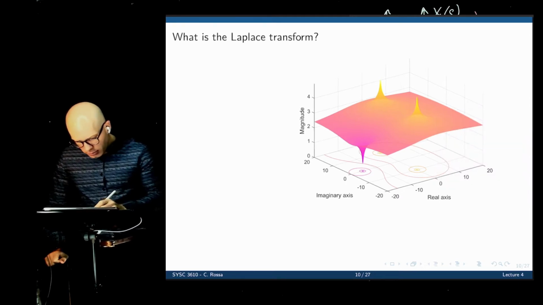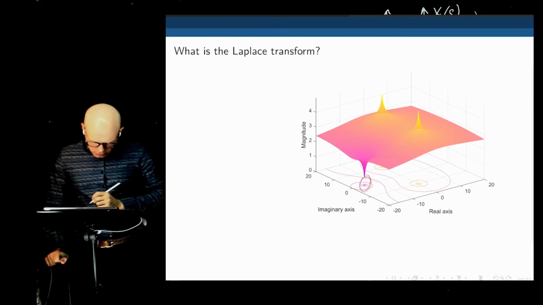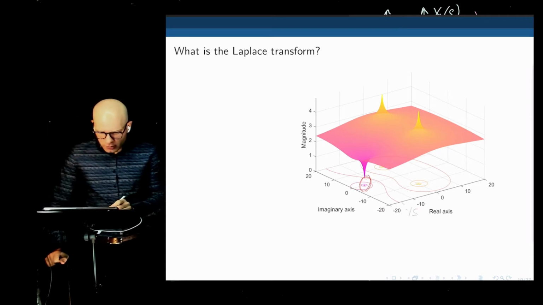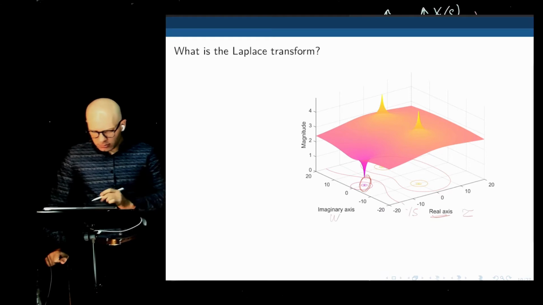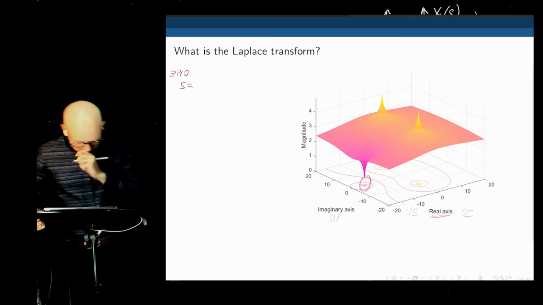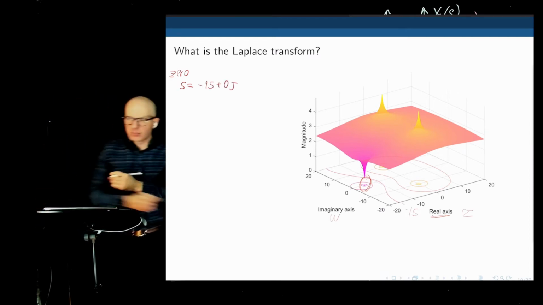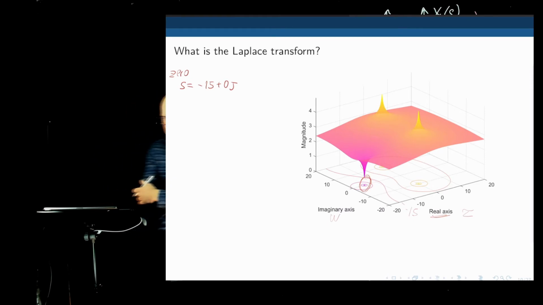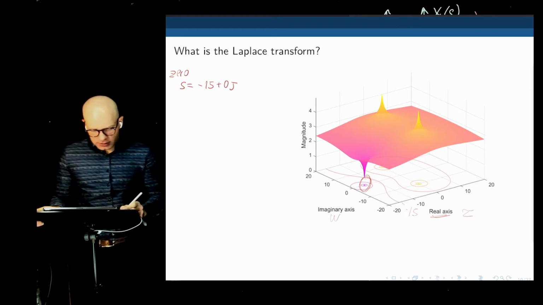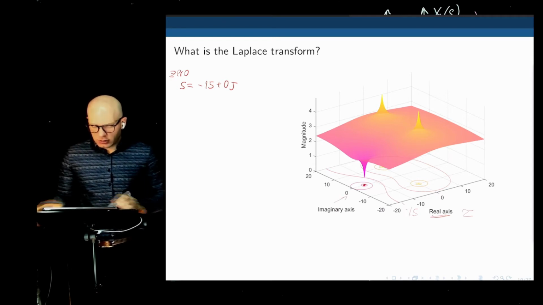Here we have a point, which is about, I would say, negative 15. Real axis, so this is sigma, imaginary axis, so this is omega. We have a zero when S equals negative 15 plus 0j. Does everybody agree with me there? Is this clear? When S equals minus 15, at this point, omega is zero because we are along the real axis, it's a zero for this function.